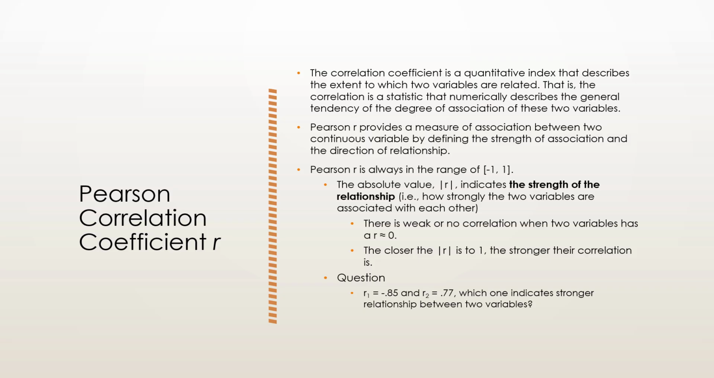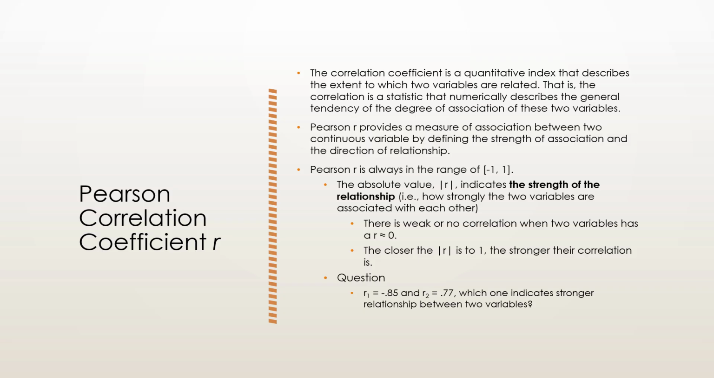That is, the correlation is a statistic that numerically describes the general tendency of the degree of association between the two variables. Pearson's R provides a measure of association between two continuous variables by defining both the strength of association and the direction of the relationship. Pearson's R is always in the range of -1 to +1.